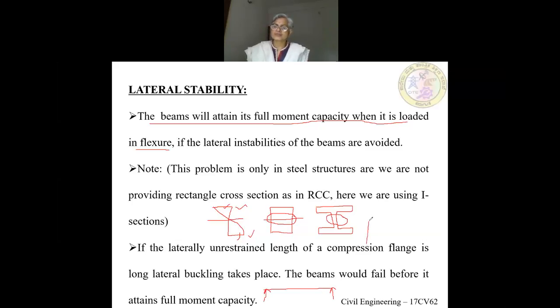Supposing you take a fixed beam, it depends upon the end condition also. If it is fixed at the supports, the effective length which is not supported will be less compared to a simply supported beam, because at the fixed ends there will be some restraints. The flanges will be restrained, so there will be some lateral supports, and the length over which the beam is unsupported will be less compared to that of a simply supported beam.